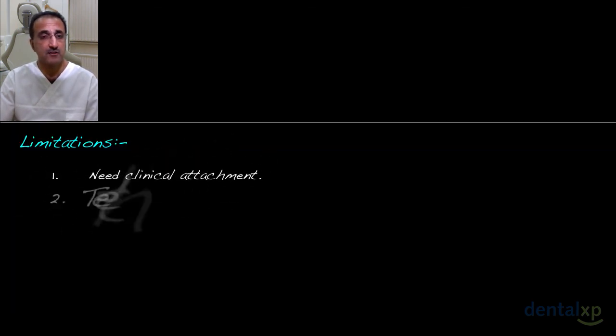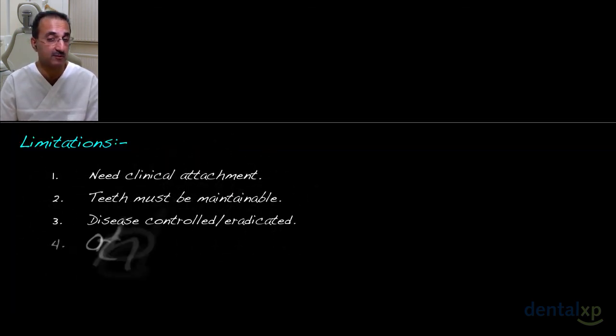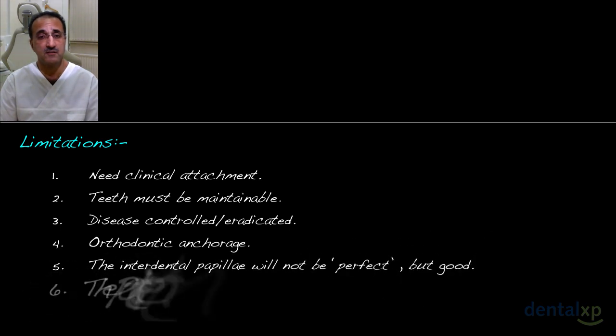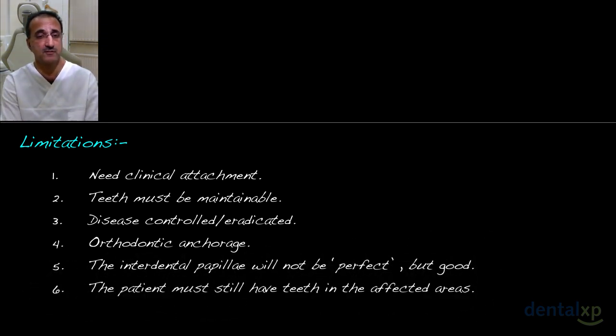So the limitations, though, of course, there are always limitations. We need to have some clinical attachment on the teeth in the area of the aesthetic zone so that we can actually extrude, because if we have no attachment, then we can't extrude anything. The teeth must be maintainable throughout the course of the treatment. We must eradicate and control the disease, so periodontal therapy is essential. We must have some anchorage, whether that's some posterior teeth or you need to put some implants in for anchorage.